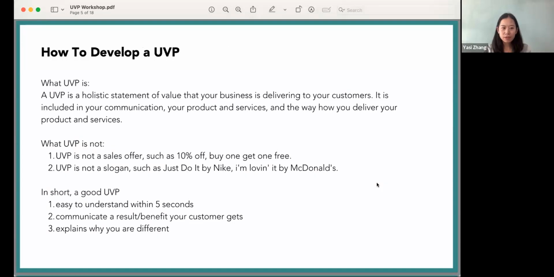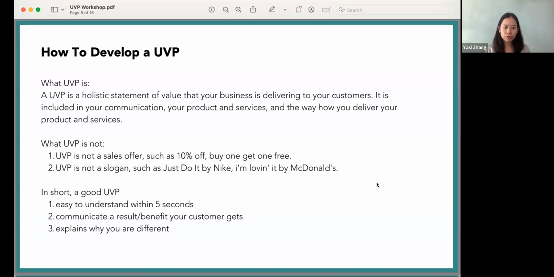So UVP is a holistic statement. It's not going to be a slogan or promotion. It actually is a value that you promise your customers that you are going to deliver through your product and services. So it will be included in your communication, and also the way you deliver your product services will also be translated into the UVP. So that's why it's very important, if you are going to have a marketing manager in-house or work with a marketing agency, you need to define the UVP first. Then the marketing person can translate that through their marketing message or the way they market your products. That way it's more effective and efficient.